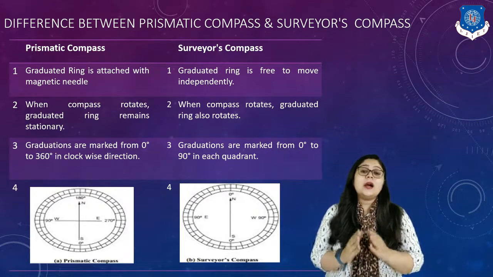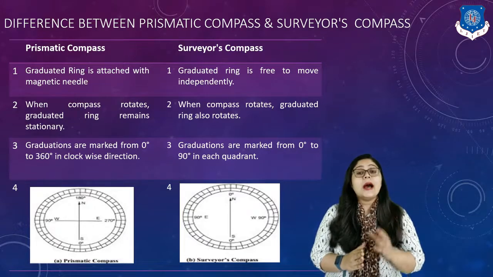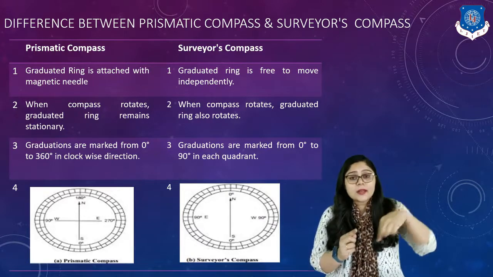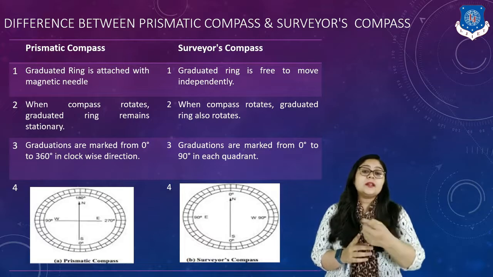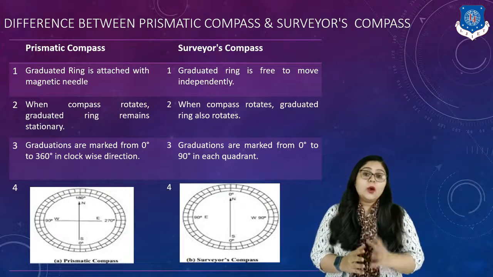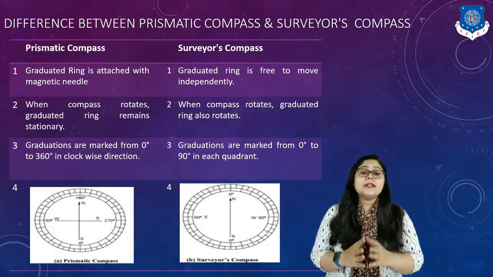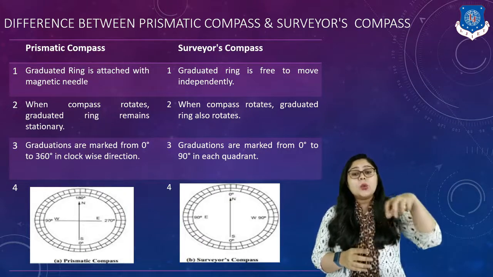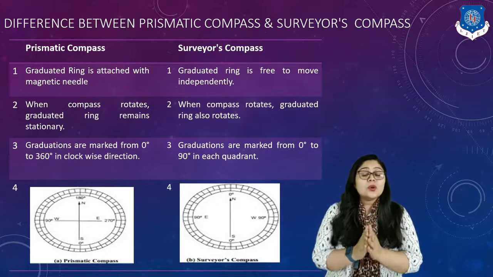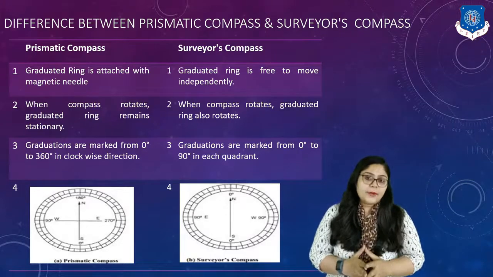The third difference is about graduations. As I said, the angle marking. It means the graduations are marked from 0 to 360 degree. It means a whole circle is provided to measure the angle in the range of 0 to 360 degree in clockwise direction. While in surveyor's compass, we can say 0 to 90 degree is marked in such a way that in each quadrant we can get an answer with respect to that much range only, right? So generally quadrant based readings are obtained from this kind of compass, right?